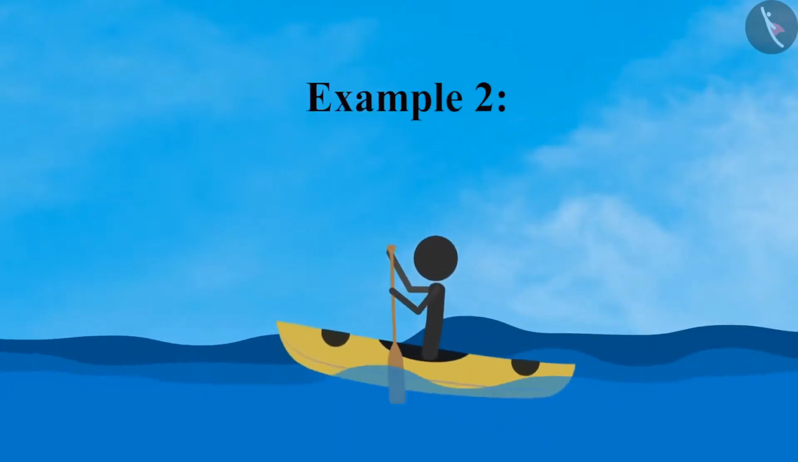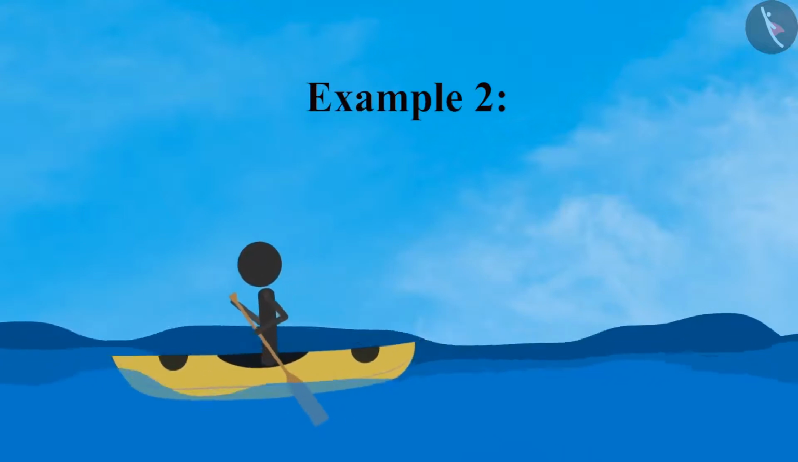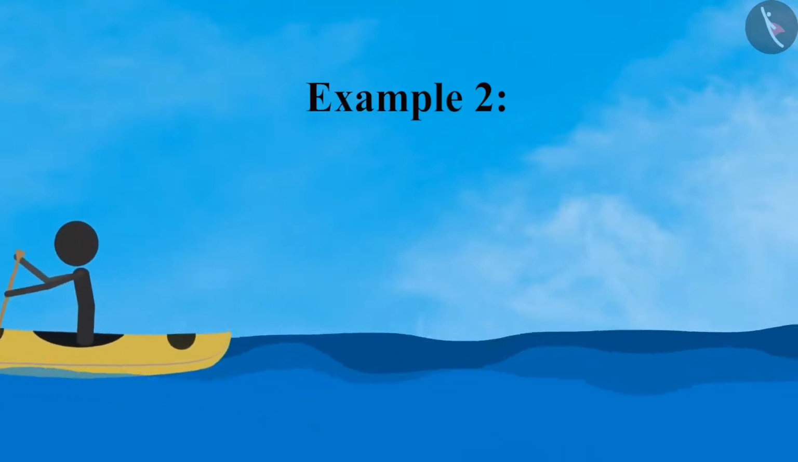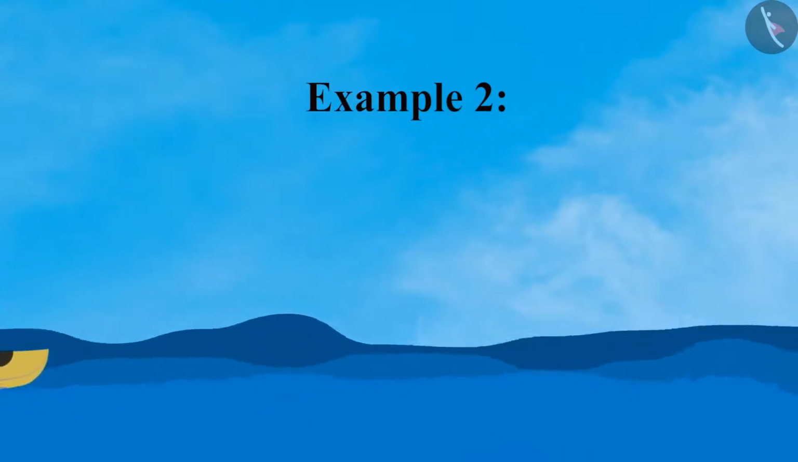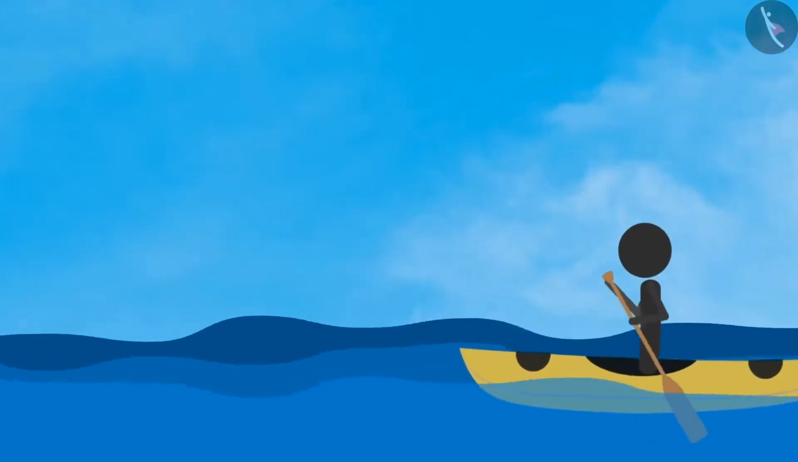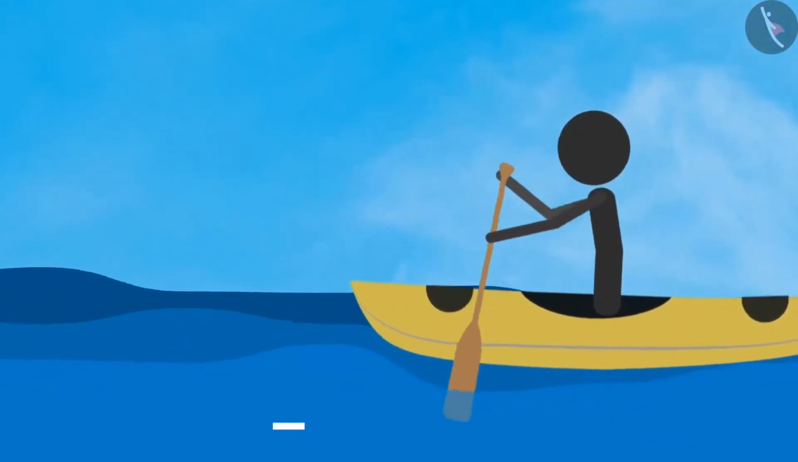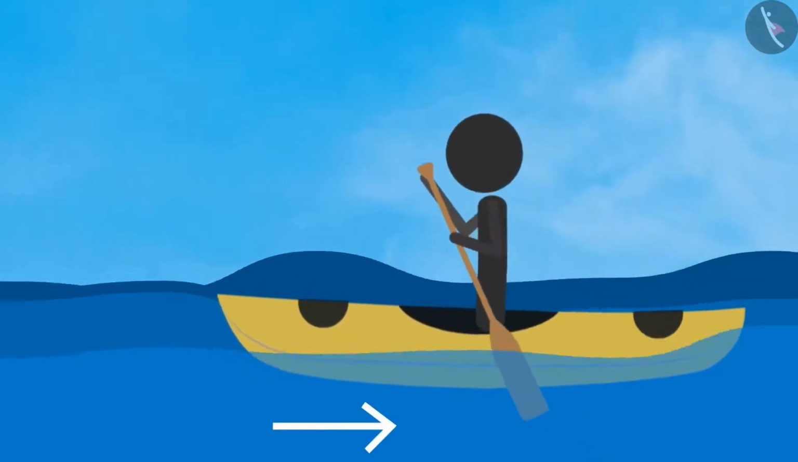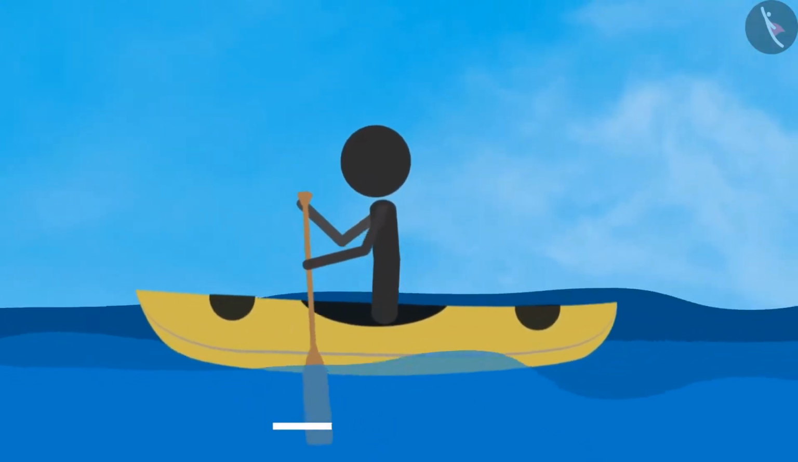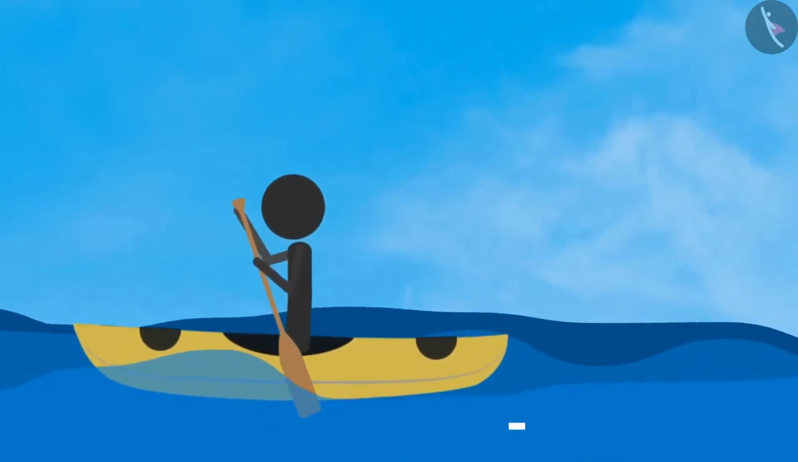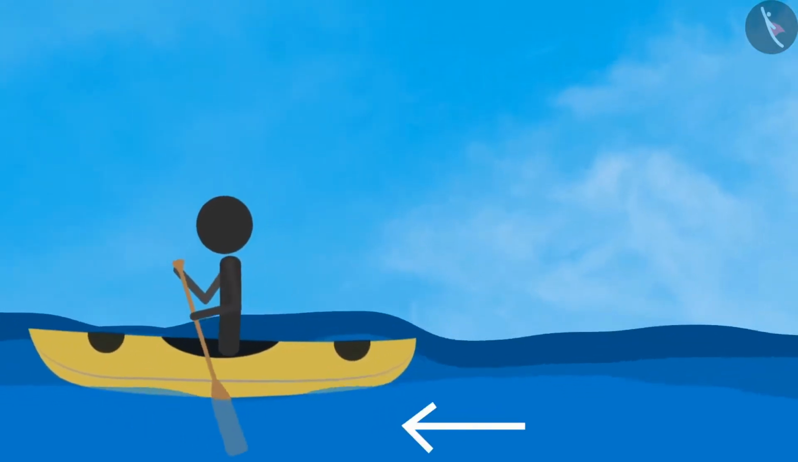Example 2. Now let us consider the case of rowing a boat. While rowing a boat, pulling the oar in the backward direction through the water results in the generation of an equal and opposite force, which in turn helps the boat move forward.